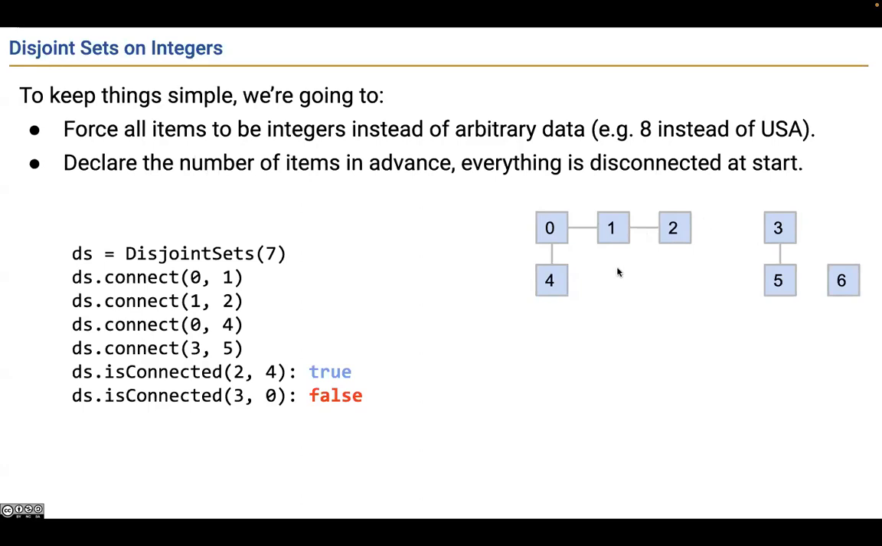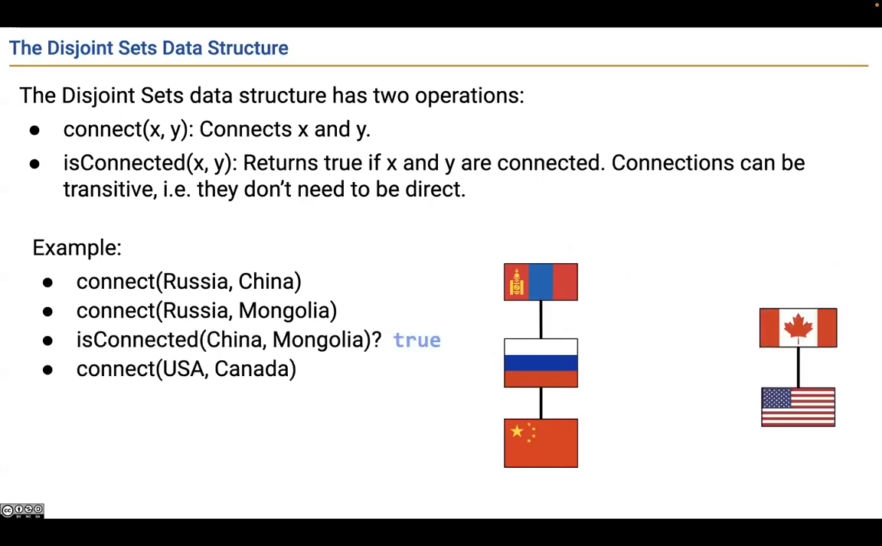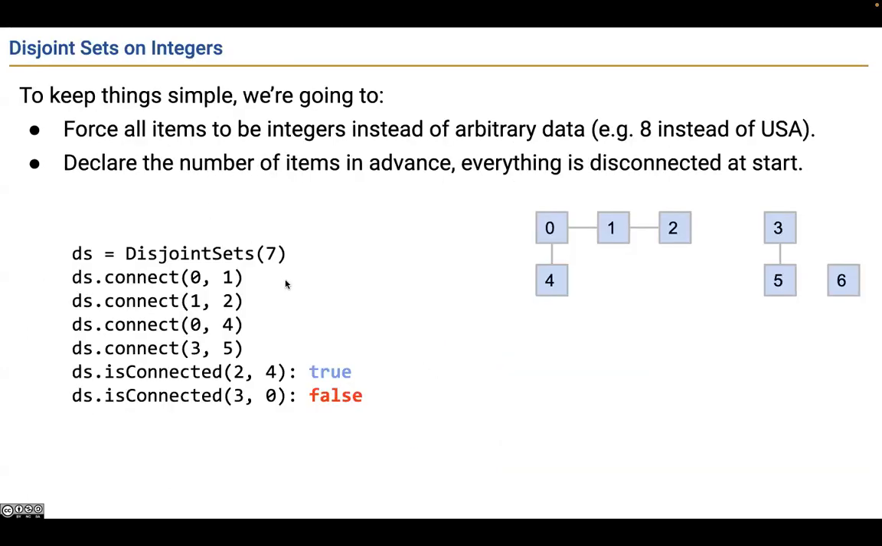The second thing I will do to simplify the data structure is I will force you to tell me about all the objects in advance. So instead of on the previous slide where I started having flags pop out of nowhere, like, oh, here's USA and Canada, and you didn't know they were going to be there, I'm going to tell you in advance there are actually 7 items, 0, 1, 2, 3, 4, 5, 6. So I'll declare to you there are 7 items. When I create this data structure for the first time, all 7 items are disconnected, and then I can start connecting them. So that will be the two simplifications that I'll make. So I'll say there are 7 items, none of them are connected.